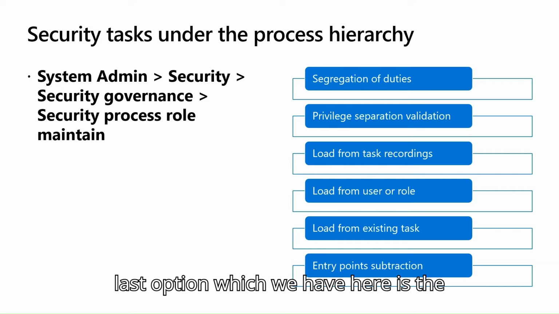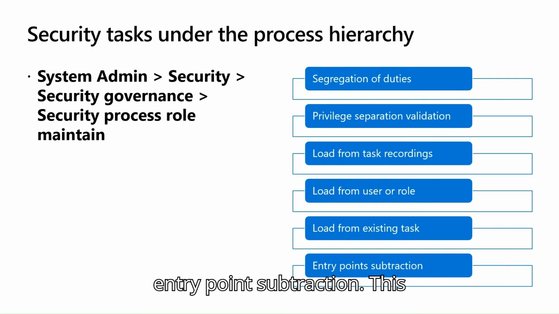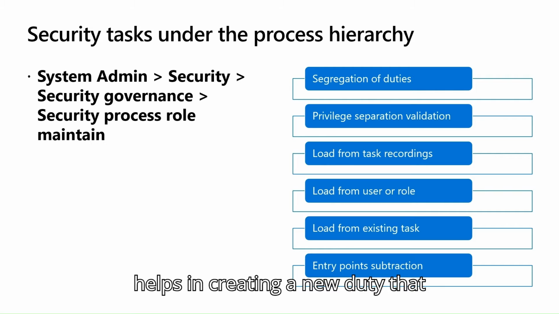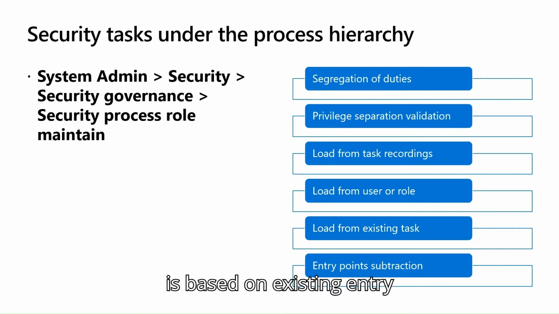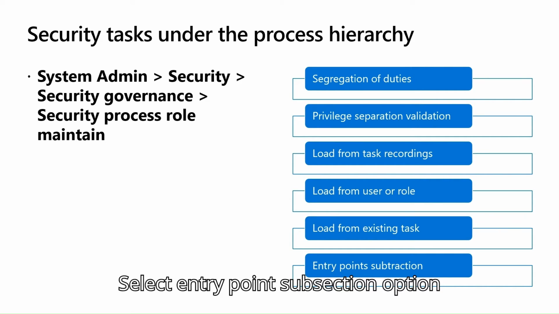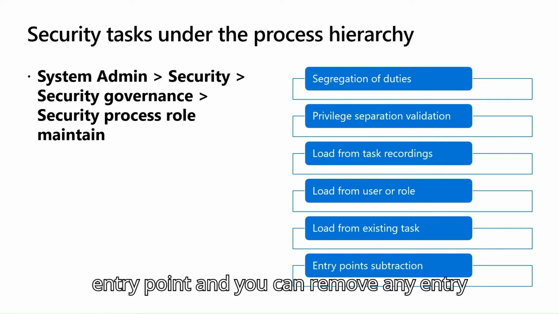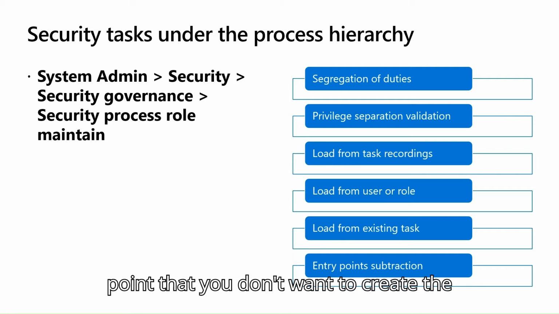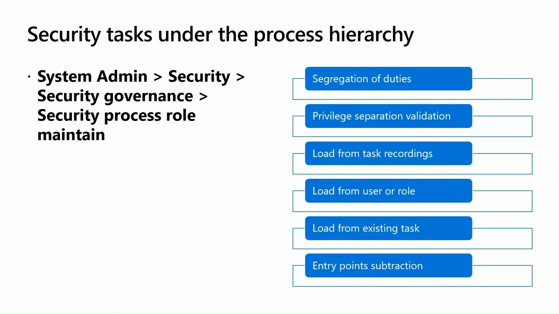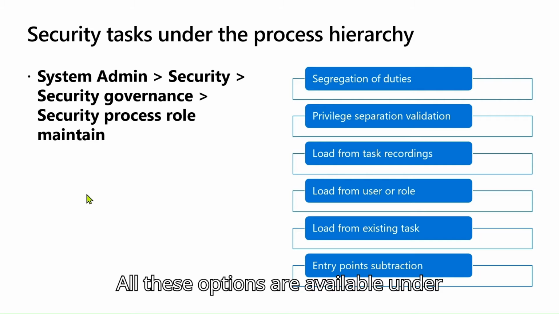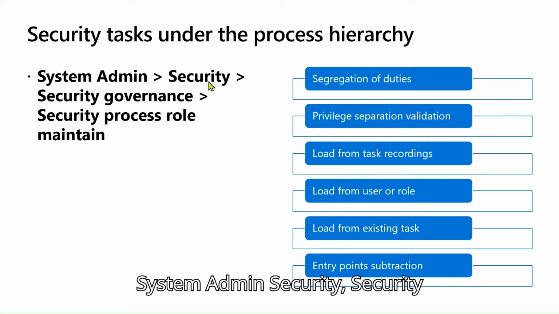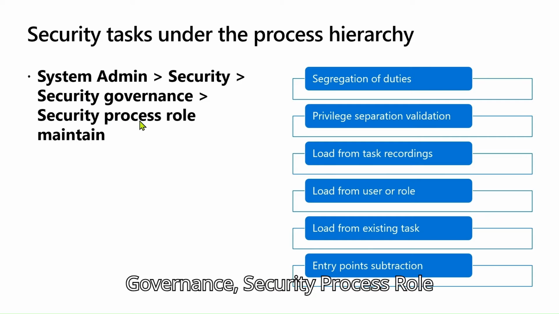The last option we have here is the entry point subtraction. This helps in creating a new duty that is based on existing entry points by removing specific processes from that entry point. Select the entry point subtraction option and then select an existing user role, privilege or duty to view the entry points, and you can remove any entry point that you don't want to create the new task. All these options are available under System administration, Security, Security governance, Security process role maintain, and we can find all these different options.